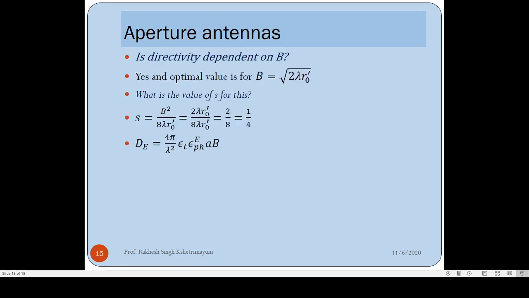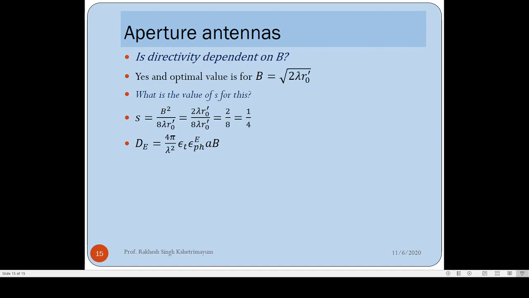The question is, is directivity dependent on B? Obviously it will be dependent on B. We have already seen that for the E-plane sectoral horn antenna also. And one of the motivations for going for the horn antenna from the open-ended waveguide was to increase the size of the aperture opening. So here we have flare out along the y-axis, so small b becomes capital B. So that value of capital B will definitely affect the directivity of the horn antenna.